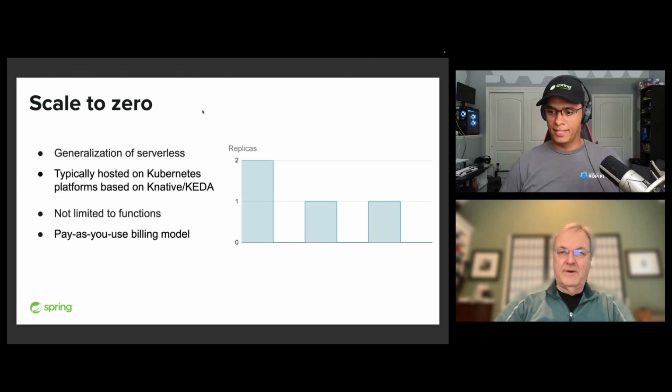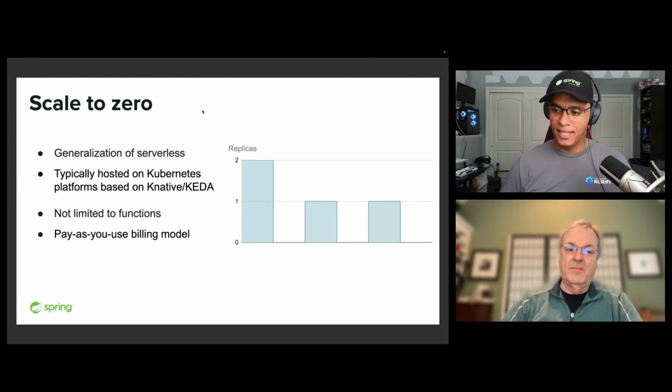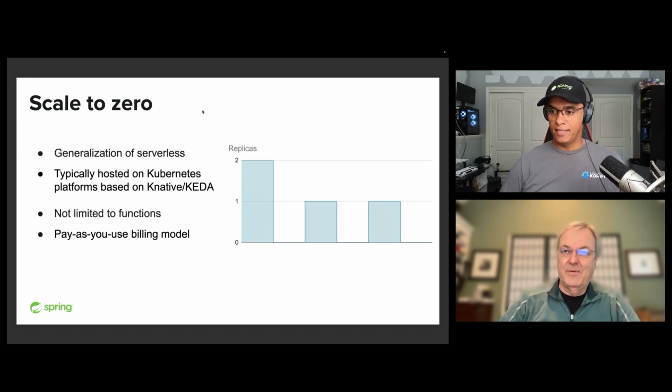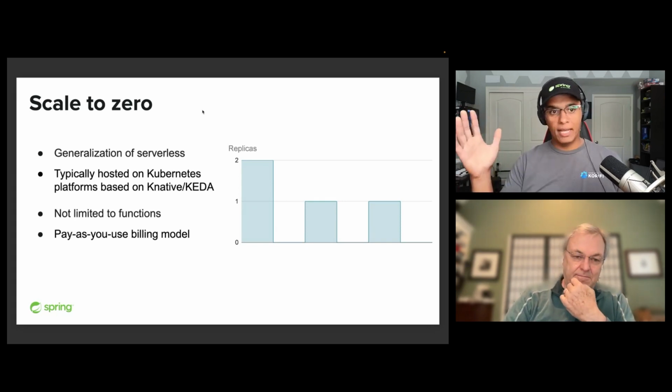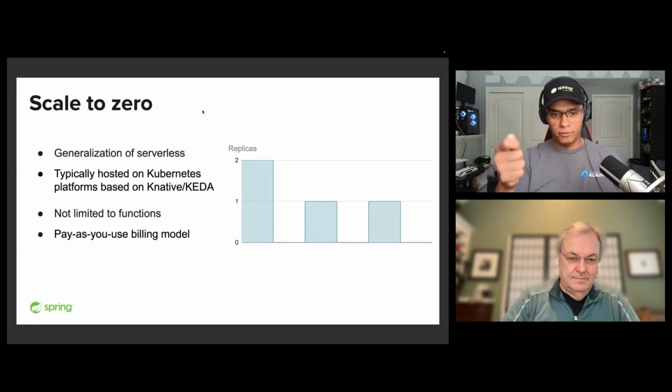But it's not limited to functions. You can do a whole Spring app. One of my demos is a Spring Boot app called Spring Pet Clinic, which you might all be familiar with. That's a full web app, and it can also be scaled to zero and scale back up as requests come in. Which is amazing. And it's great that we have a pay-as-you-use billing model. You only pay when you're processing a request, and you're not paying much when you're idle. And we're being billed per millisecond, so scaling up, scaling down, and scaling back up, those milliseconds matter.